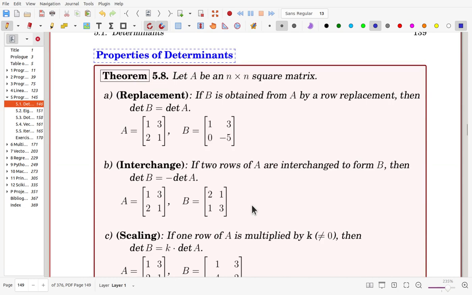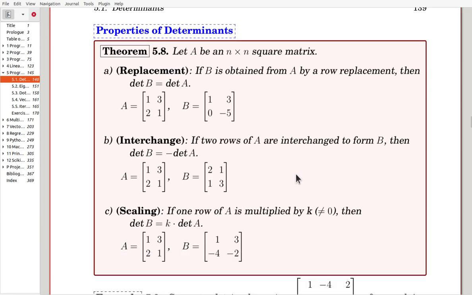Okay, here we consider properties of determinants. A is an n by n square matrix, and we apply elementary row operations to the matrix and see how the determinant is changed. If B is obtained from A by a row replacement, then the determinant of B is the same as the determinant of the original matrix. That means replacement is not changing the determinant.